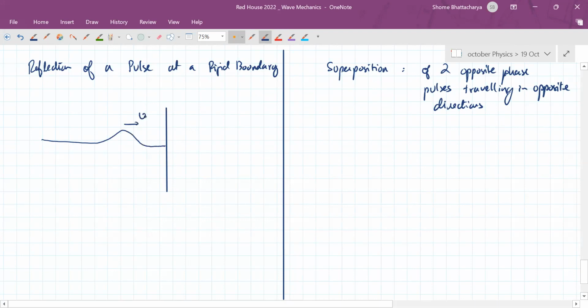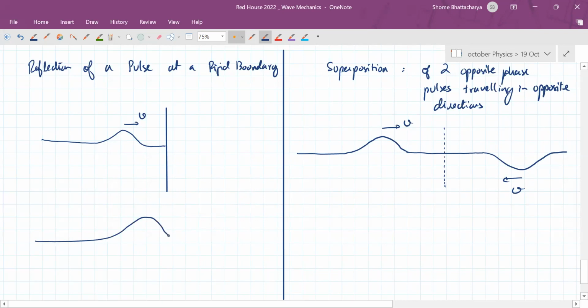For example, here we have this pulse going like this. Now, on this side, we will consider a situation like this, where we have two pulses which are otherwise identical, but they are traveling in the opposite direction. And so, as this pulse comes here, the situation is something like this now.